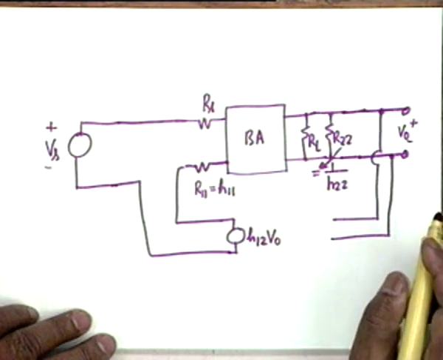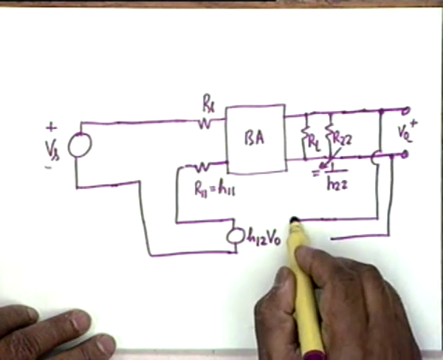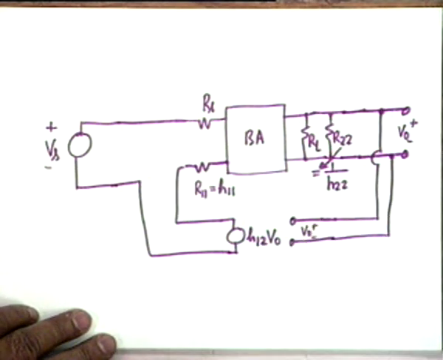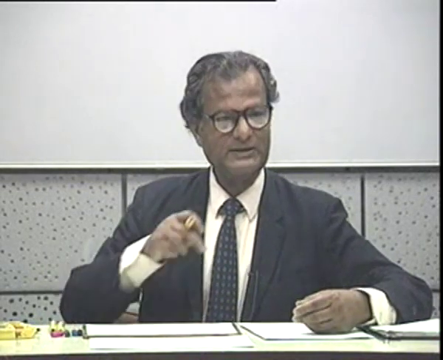Not even H22. H22 has been taken care of here. Nothing, it is an open circuit. Nothing else, because the current source has been ignored, H21 I1 has been ignored, it being small compared to the forward transmission to the basic amplifier.